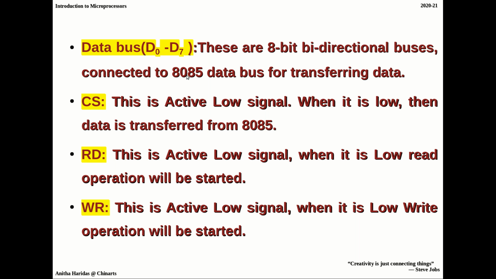It is connected to 8085 or any Intel microprocessor data bus for transferring the data. And then we have the chip select line. This is an active low signal. When it is low, then the data will be transferred. So that means only when the chip select line is having the low value, that is 0 value, the chip will be enabled for the data transfer.